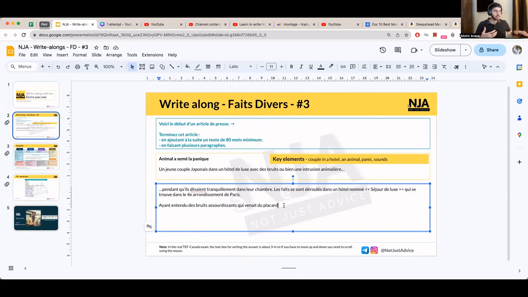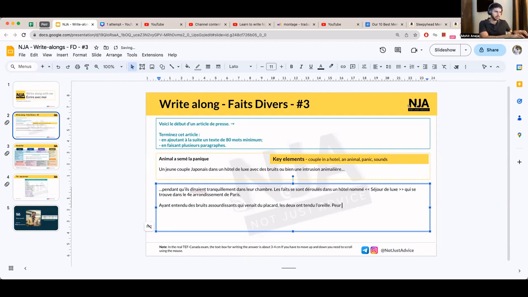Having heard the noises which were deafening, which were coming from the placard, the cupboard, what did they do? Les deux ont tendu l'oreille. So this means, having heard some noises coming from the cupboard, the two, the couple, the man and the woman, they listened carefully. Tendre l'oreille is an expression in French which is used to say to listen carefully to something. Let's say we want to now describe that given that we're listening and observing that place from where the noises were coming, we want to say they observed something.